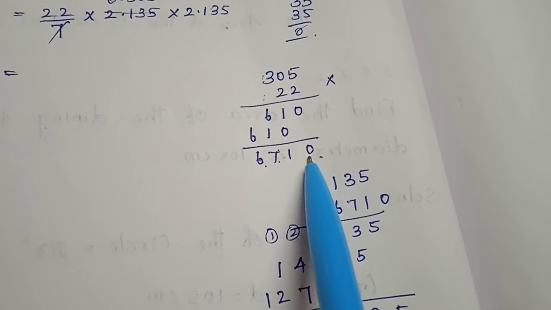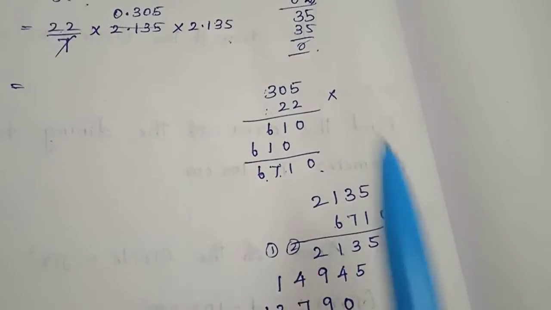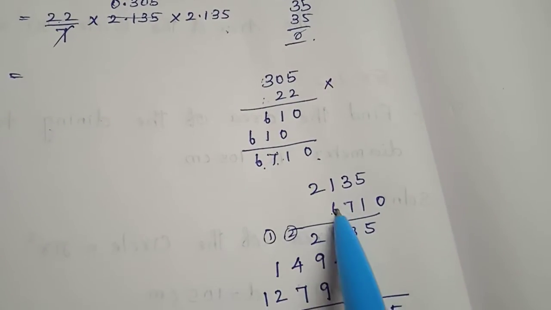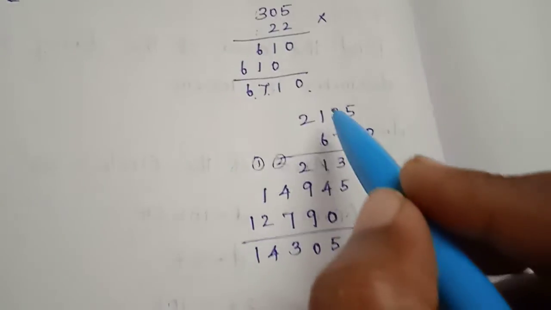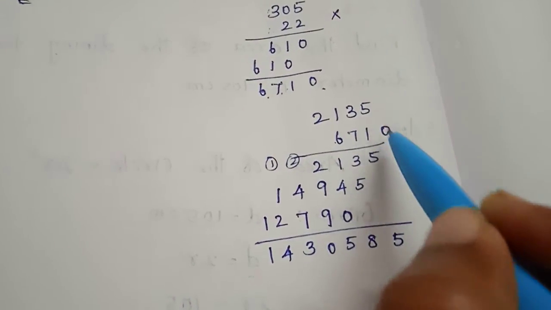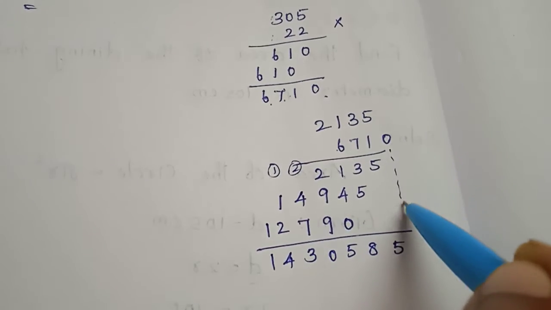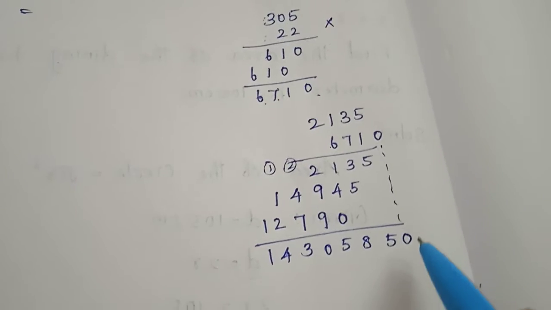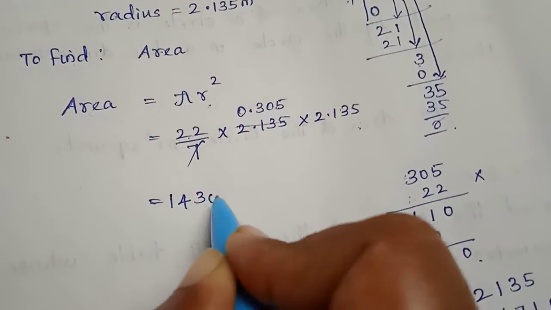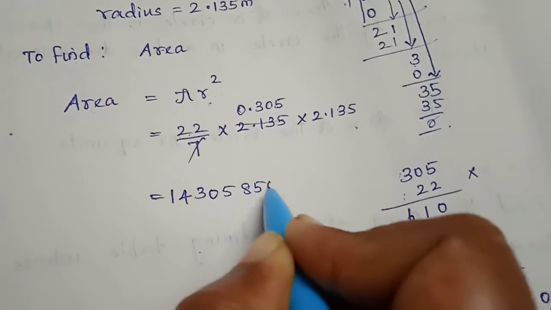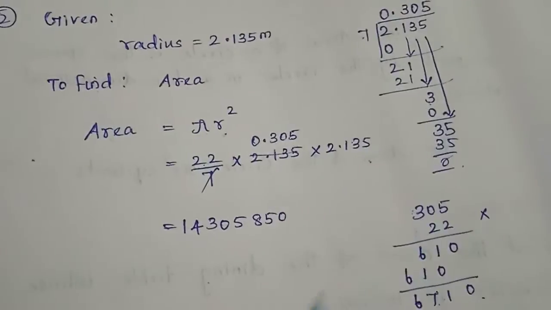At last it is 0. So I am multiplying this 2135 with 671. We'll write the 0 at last, and we can add it. Okay. If you multiply, you will get this answer. Now we'll add the 0. Therefore here we can add it. Now we'll write the answer, it is 1430550. Okay. This is the answer.